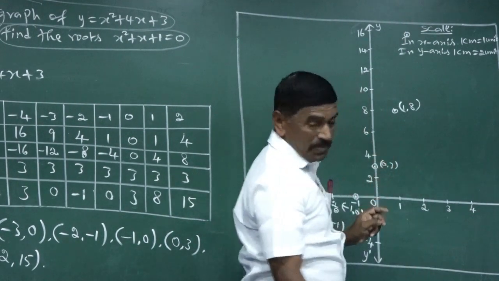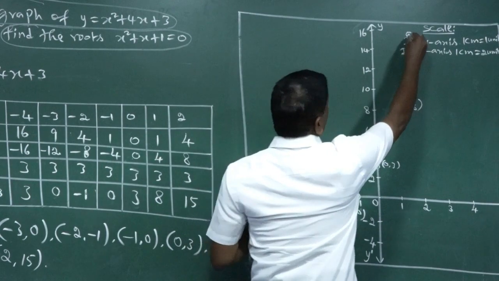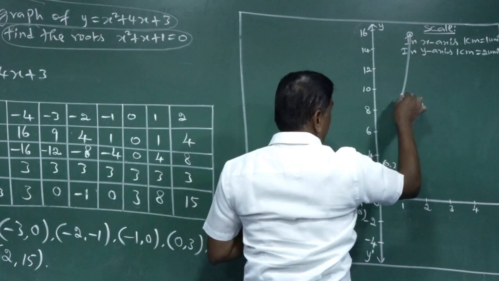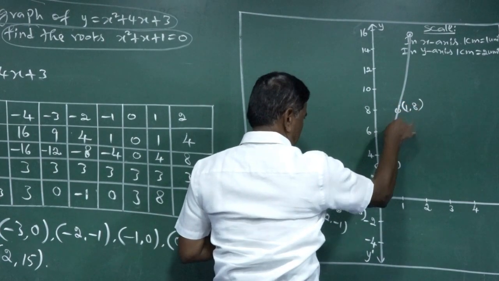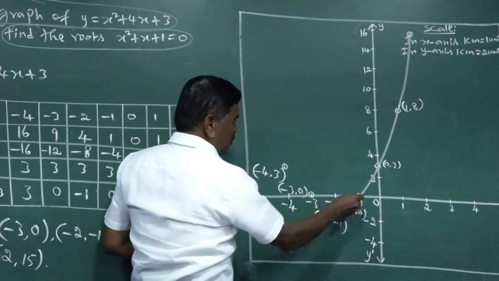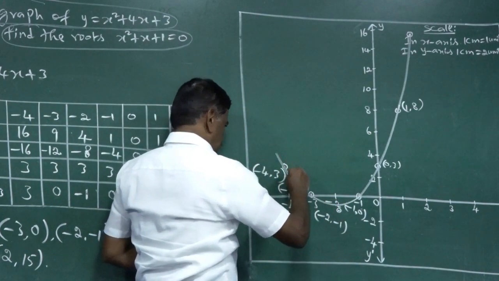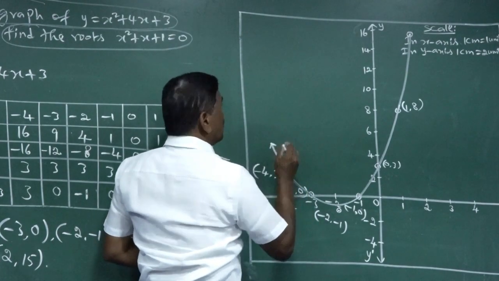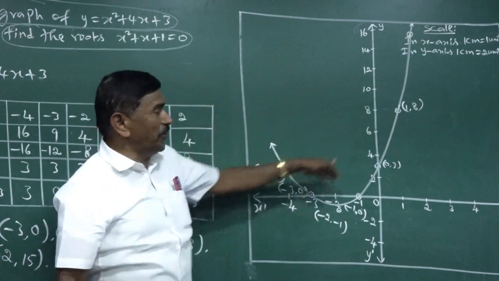Okay. Now, join the points to get a smooth curve. So we want to extend the left side upward and also the right side upward. We can extend. Okay. The graph is completed.